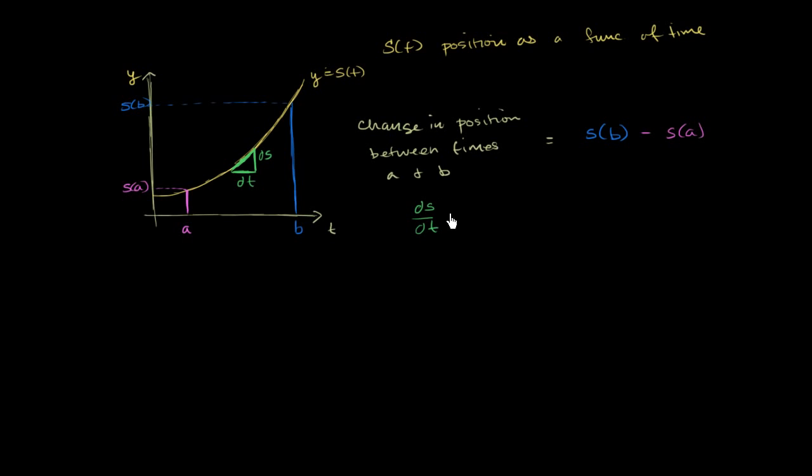So we could write this as s prime of t. These are just two different ways of writing the derivative of s with respect to t. This makes it a little bit clearer that this itself is a function of time. And we know that this is the exact same thing as velocity, velocity as a function of time, which we will write as v of t.